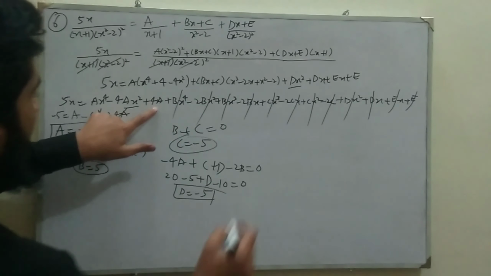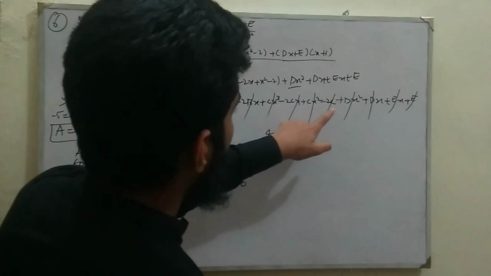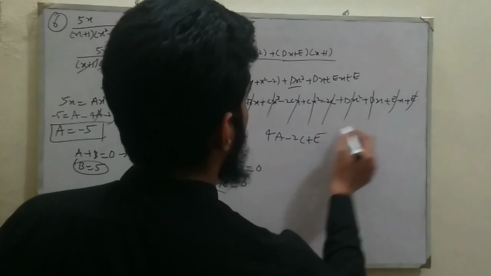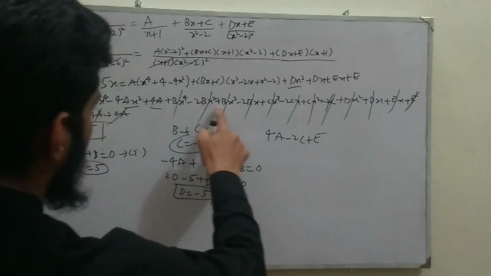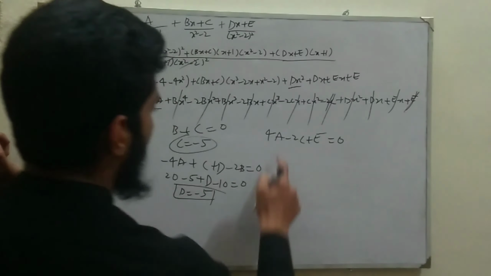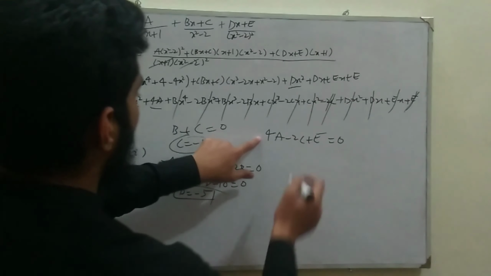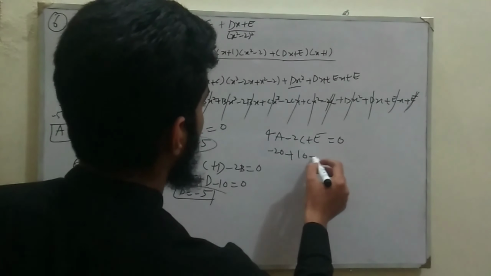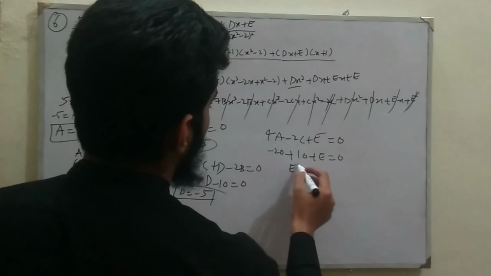On this side a constant is 4a, and the constant is minus 2c, and another constant is just e. This is one constant e, and this is minus 2c, another constant, and 4a is another constant. On this side there is no constant, that's why it is equal to 0. Put a and c to get the required e. A is minus 5, so minus 5 multiplied by 4 gives us minus 20. Minus 2 multiplied by c, which is minus 5, gives us plus 10, plus e is equal to 0. So minus 20 plus 10 minus 10, and shifting to the right hand side, e becomes 10.